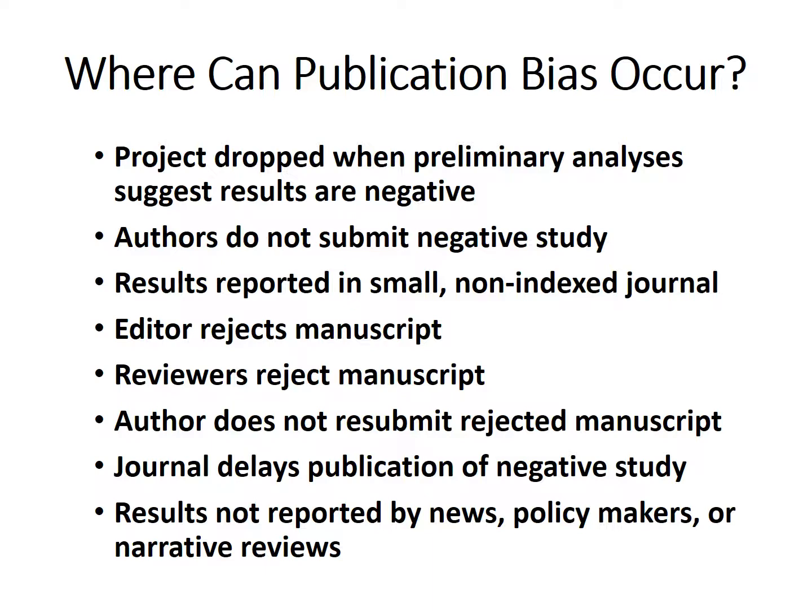So, where can publication bias occur? Project dropped when preliminary analysis suggests results are negative. Authors do not submit negative studies. Results reported in small non-indexed journals. Editor rejects the manuscript. Reviewers reject the manuscript. Authors do not resubmit the rejected manuscript. And the journal delays publication of negative studies.